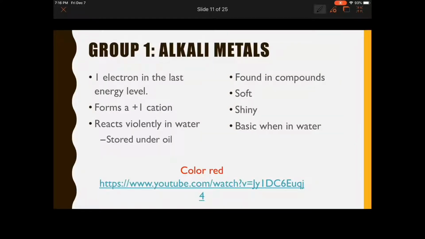So the first group we're going to talk about is alkali metals. These have 1 electron in their last energy level, and they form a +1 cation, because remember when we talked about metals, I said that metals prefer to give up their electrons rather than take on more. So in this group, all of these form a +1. These are things that react so violently in water that they are stored under oil. They are found in compounds typically. A lot of these are found in different kinds of salts.